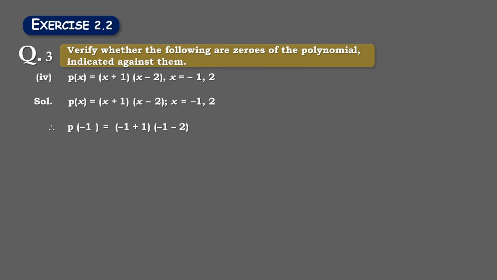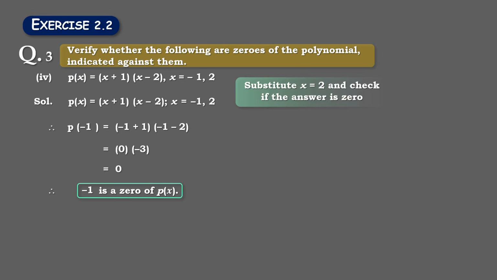0 multiplied by any number gives 0. So, the value of the polynomial is 0. Therefore, minus 1 is a zero of the polynomial. Next, we substitute x equal to 2 in the polynomial.